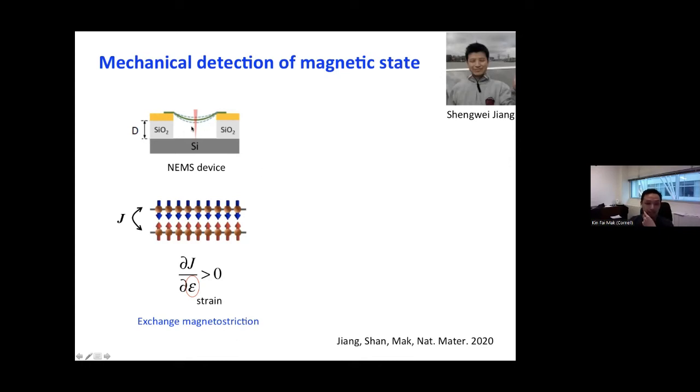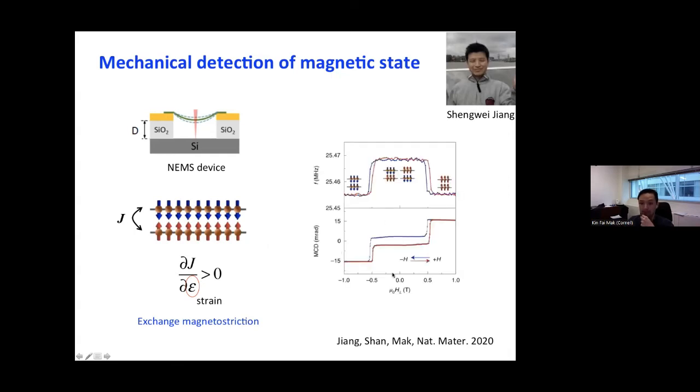So if we can prepare a fully suspended device like this, and look at its mechanical vibration, then we can see a small change in the strain of the system when the magnetic transition happens. And this is exactly what we see. For instance, at the bottom, we see the magnetic circular dichroism signal that reflects the spin flip transition for a bilayer chromium iodide. The top shows that the mechanical resonance frequency of this suspended device drops by a small amount exactly at this spin flip transition, because in the metamagnetic transition, the crystal expands a little bit.